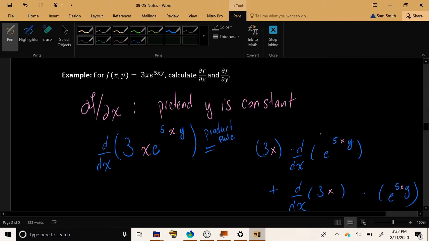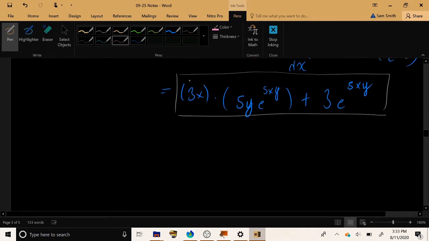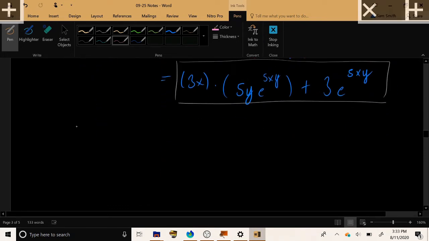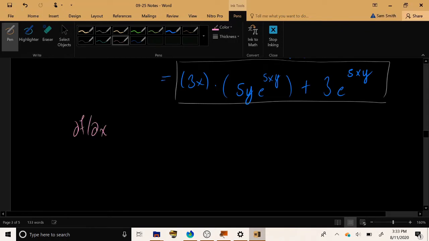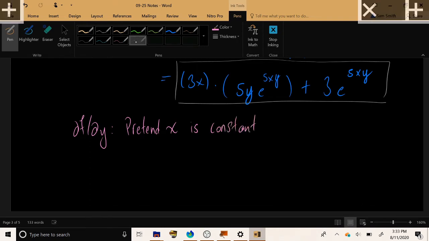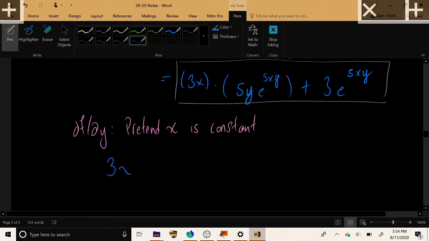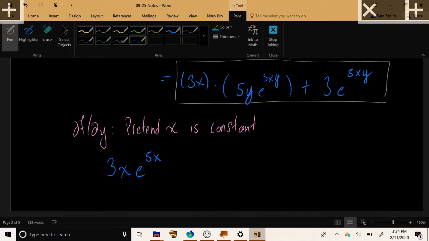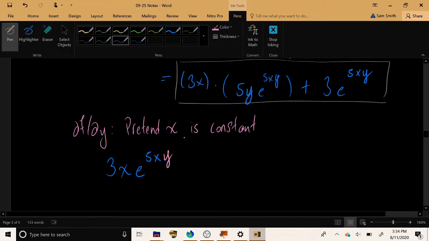All right, let's try then to take the derivative of f with respect to y, which means that we are pretending like x is constant. So I'm going to go through and do a little color coding. 3x, e, 5x, there's only one instance of a variable in this calculation. All the x's are being treated as constants, and so the only variable I have is this y in the numerator of the exponential.